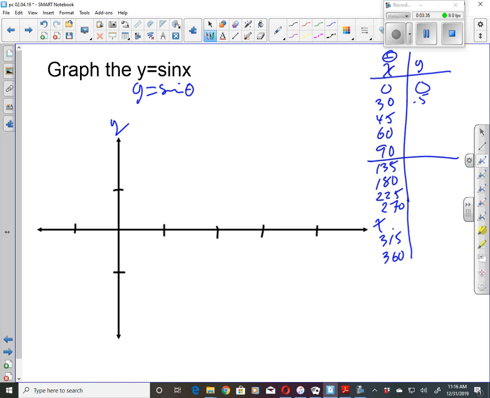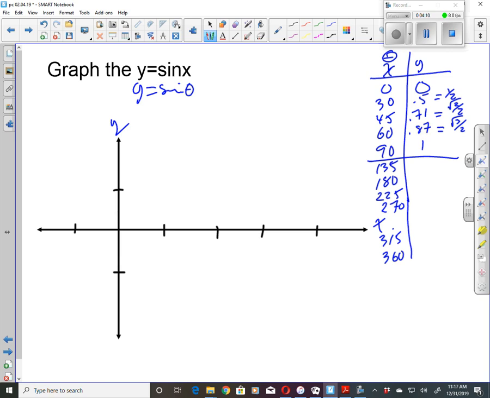These are things that we know, right? Sine of 45 degrees we know is root 2 over 2. Well, root 2 over 2 is approximately 0.71 if you plug this in the calculator. Sine of 60 degrees is going to be root 3 over 2, or 0.87. Sine of 90 degrees is 1. Okay, and from here, things are going to start being repetitive.